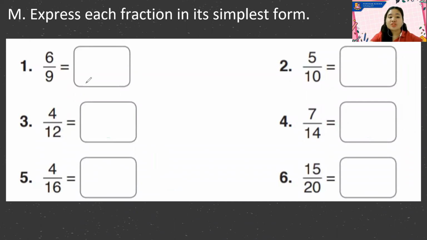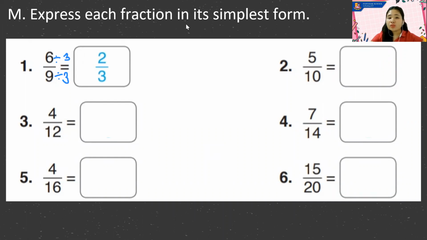Yes, that is 3. So 6 divided by 3. If you divide the numerator, you also divide the denominator. So 6 divided by 3, the answer is 2. Then 9 divided by 3, the answer is 3. So number one answer is 2/3. Okay, very good.